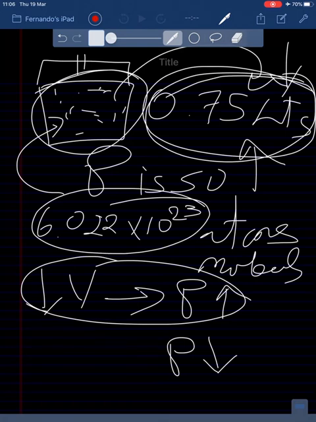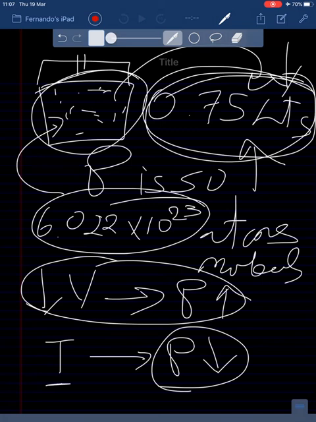Let's think what we can do. The other thing that we can do is to use the other variable that we have, and the other variable that we have is temperature. Very well. So what do you think I can do with temperature if I want to lower the pressure? Well, pretty simple. The only thing that I need to do is to lower the temperature. Let's see how that goes.